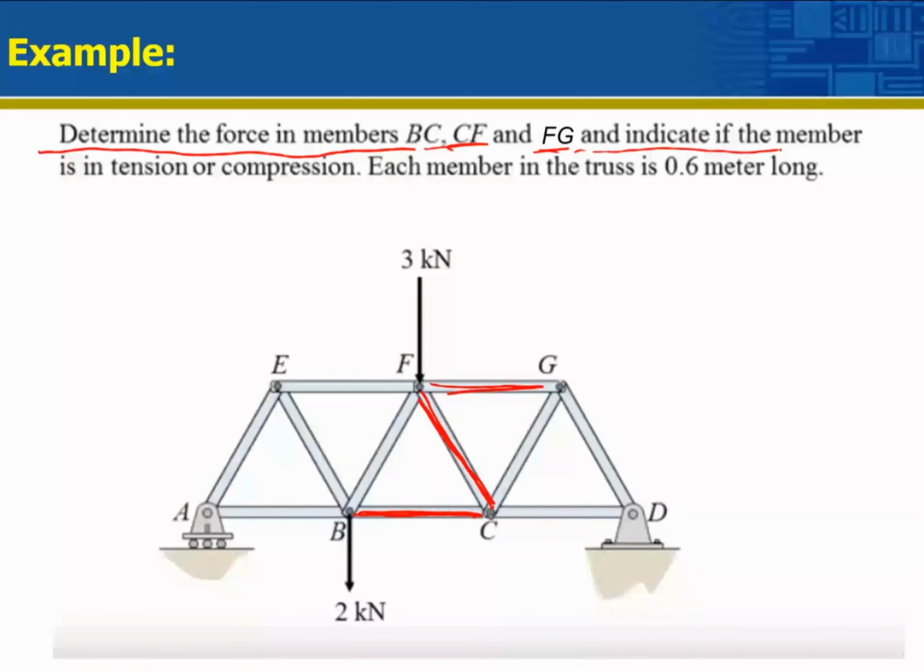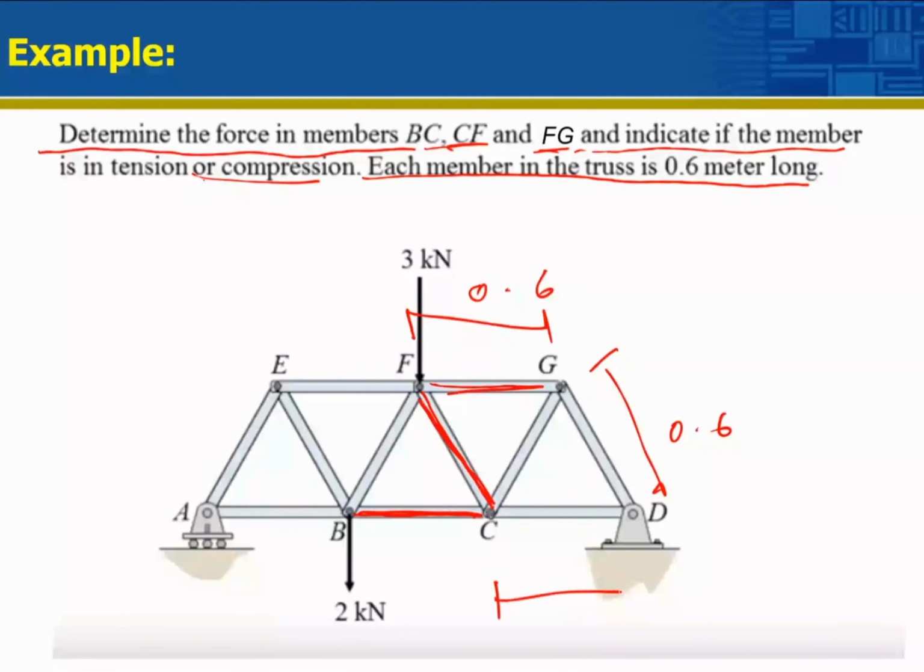Each member in the truss is 0.6 meter long. So we know that distance is 0.6, distance is 0.6, distance is 0.6. So every member is 0.6 meter long. Now, I need to remember, I need to make a section where I get the unknown members. So I cut the section where I've got the unknown members. That's the place to cut your section.